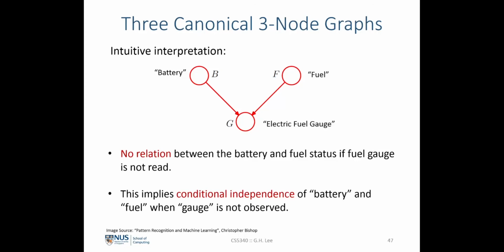An intuitive interpretation of the head-to-head structure is given by this example, where we use the random variable B to represent the battery, the random variable F to represent the fuel, as well as the random variable G to represent the electric fuel gauge. In general, when we do not observe anything from the electric fuel gauge, knowledge of the battery state would not tell us anything about the fuel level and vice versa. This implies the conditional independence of the battery and fuel when the gauge is not observed.